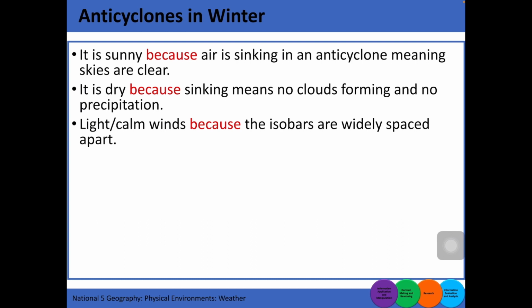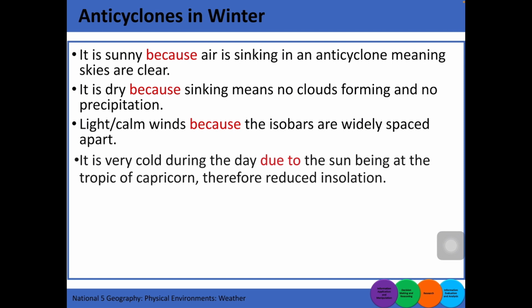So far we've seen those answers, three sentences, are exactly the same as the previous one. They're both uniform for both. Now we're going to see some slight changes. It is very cold during the day due to the sun being in the Tropic of Capricorn. Therefore, reduced insolation. So this is really just explaining the sun is now in the southern hemisphere.